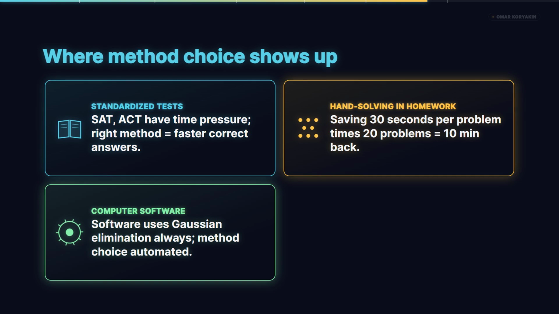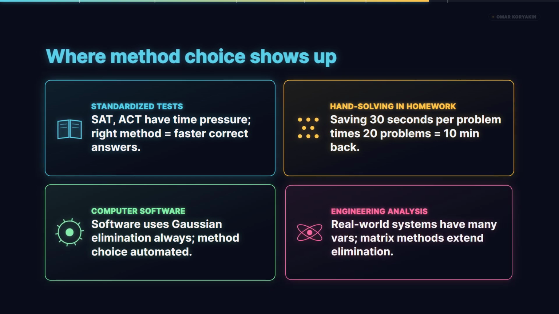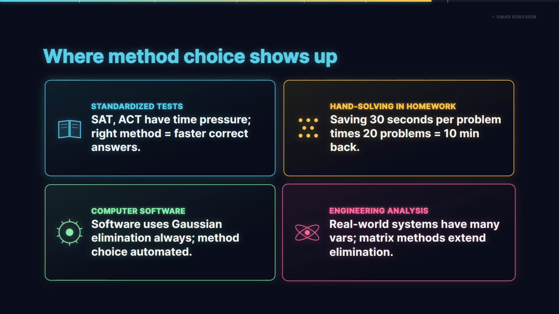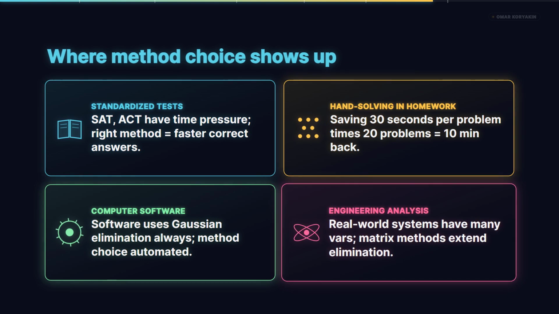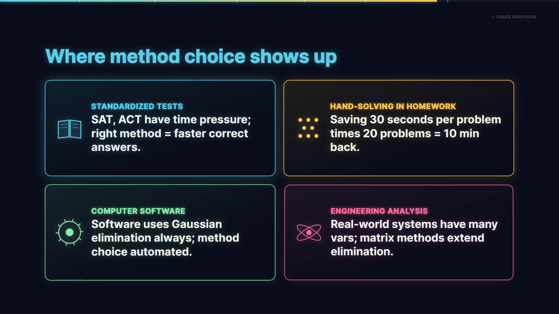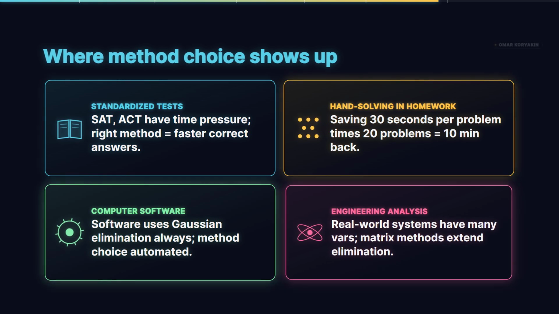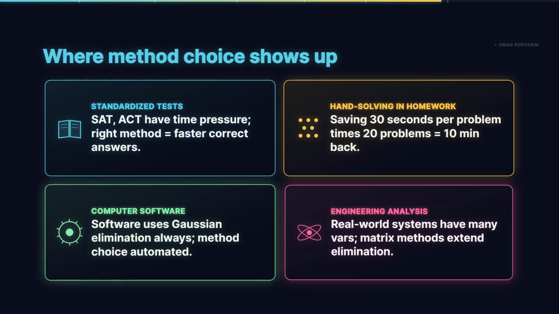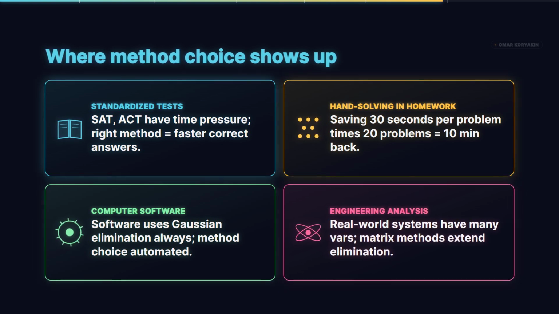Manual method choice is therefore a human-only craft skill, valuable for understanding and for time efficiency on tests, but not for software implementation. In engineering and applied math, real-world systems often have dozens or hundreds of variables, far beyond the 2-variable systems we cover in algebra. The matrix-based methods of linear algebra generalize elimination to those large systems through systematic row operations. The intuition you build today on choosing between substitution and elimination on small systems carries over conceptually into the choice between different matrix factorization techniques in numerical linear algebra, where method choice matters enormously for computational efficiency on million-variable systems in scientific computing.